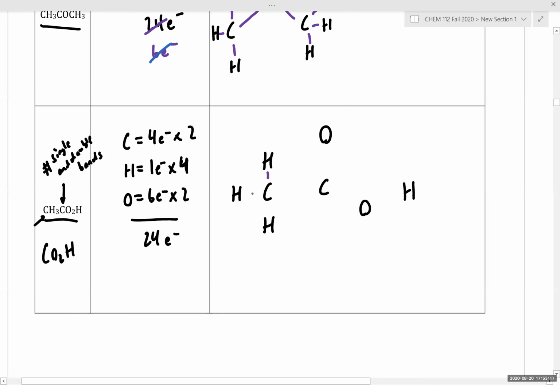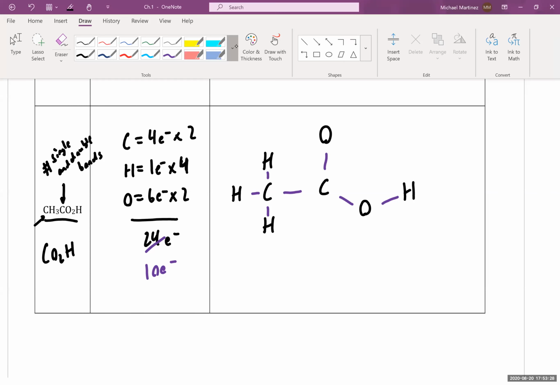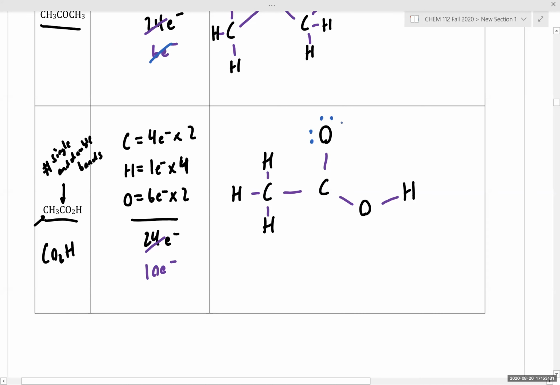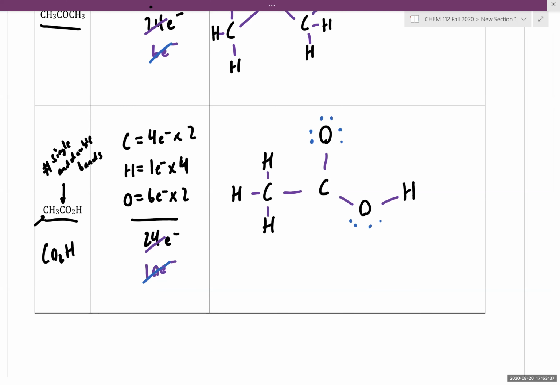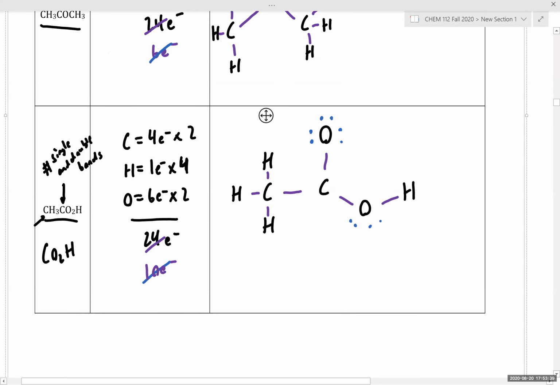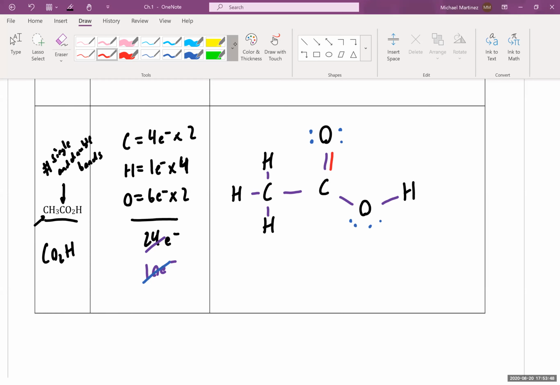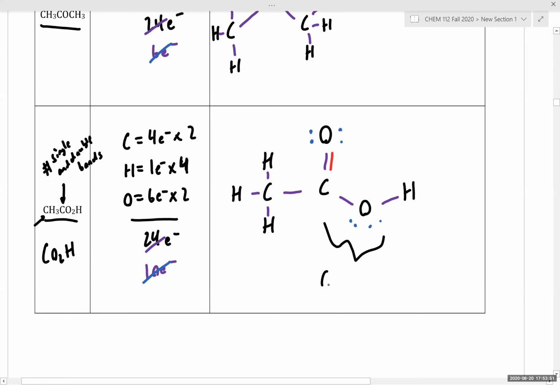Now that we have our skeleton, we'll form 1 bond each. We've used up 2, 4, 6, 8, 10, 12, 14 electrons. We have 10 electrons remaining. We place our lone pairs on each of our oxygen atoms. In turn, we've used up all 10 electrons. As our central carbon doesn't have a complete octet, we're going to move a lone pair down and form a double bond.